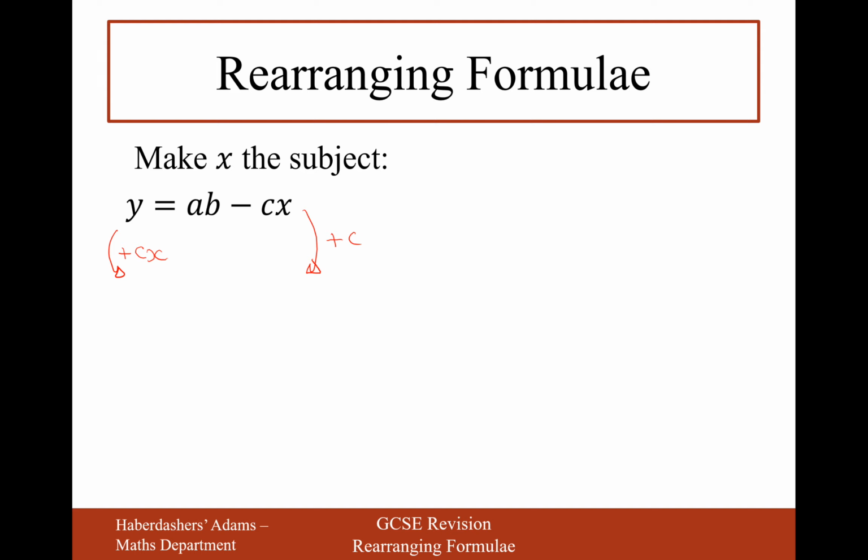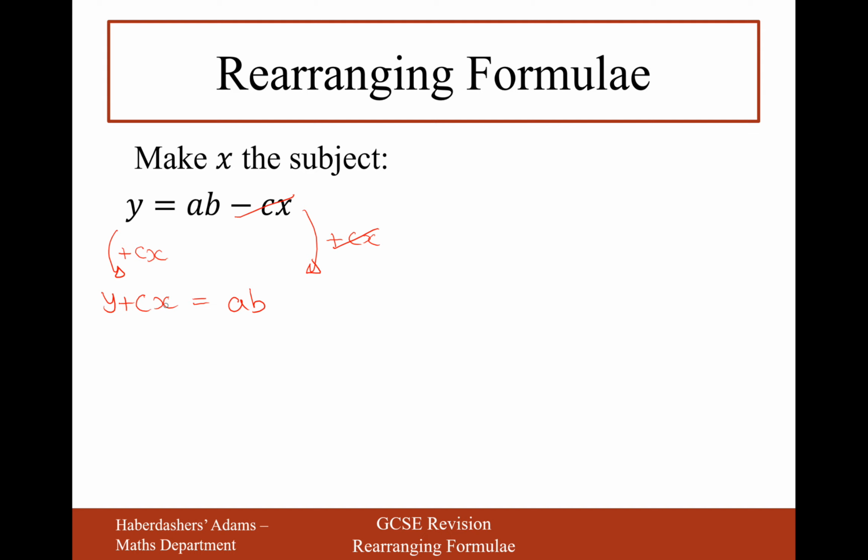So I'm going to add whatever's attached to the X as well. I'm not just going to add X to the other side, I'll add whatever's attached to X as well. So it's going to be Y plus CX on the left hand side equals AB minus CX, add CX. Well, these two things here will obviously cancel each other out. One's a negative, one's positive, so I'll have AB.